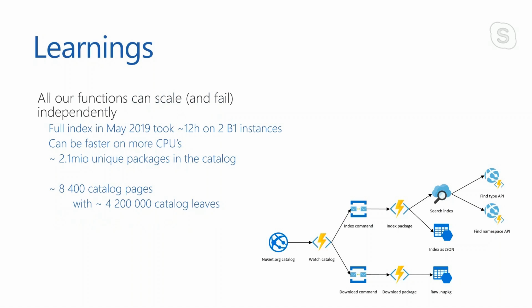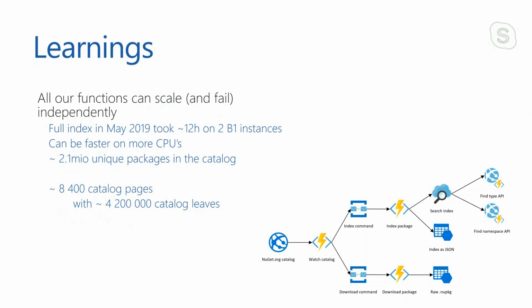We did a full index of NuGet.org in May 2019, so this year, and that took about 12 hours on 2 B1 instances. Now, if you're familiar with Azure instance sizes, the B1 instances are not very powerful, so it's still impressive that using functions, we were able to run this in 12 hours, while currently, I think it takes us about 2 weeks to run the entire indexing process on top of the OData feed that exists. So this is infinitely better. I think this can be faster on multiple CPUs and better machines, but 12 hours is still a huge step up from what we have currently.